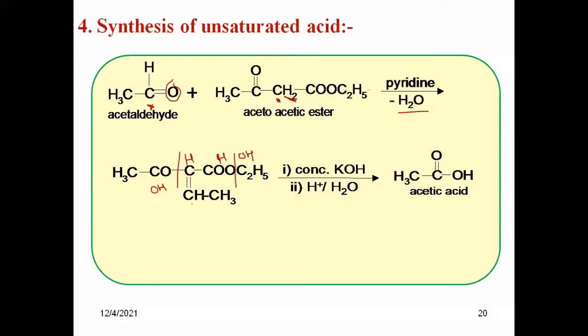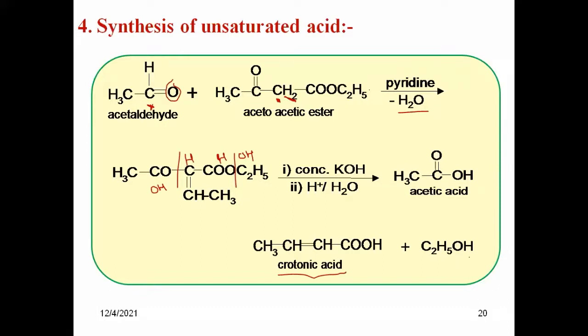Then CH3, CH, double bond CH and COOH. There is the formation of CH3, CH, double bond CH, COOH, and this compound is also an alpha beta unsaturated acid. Name of the compound is crotonic acid, and the byproduct is again ethanol. And thus we can prepare unsaturated acid.